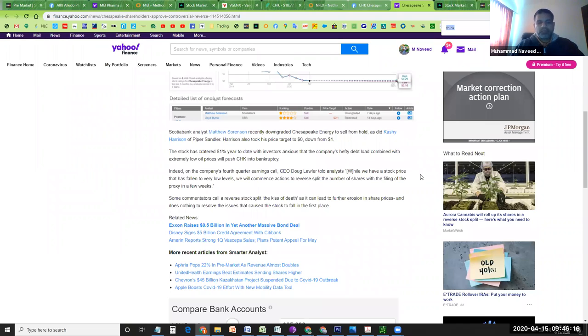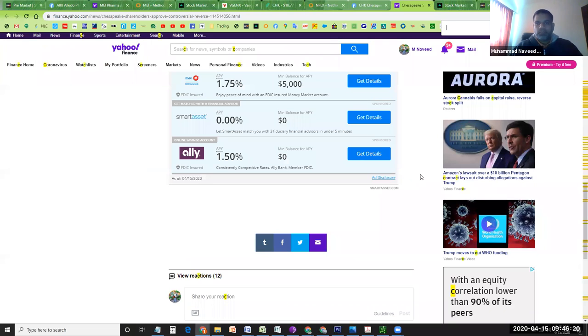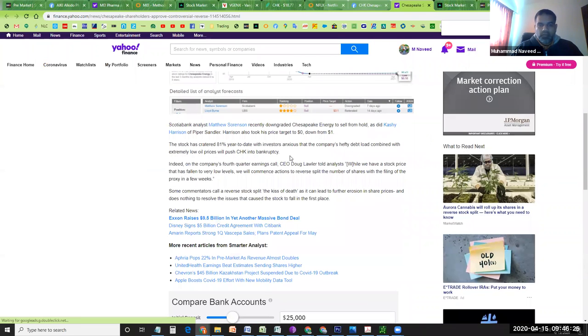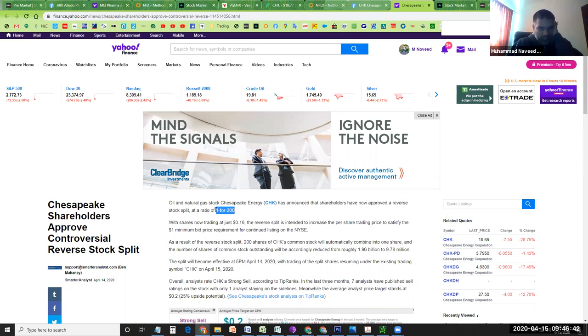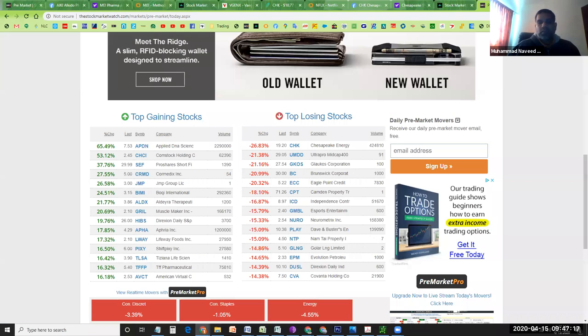Okay, why is it controversial? So normally it would be considered controversial because, you know, it's a band-aid. It's not a real fix for the fundamental problems that this company may be facing. They're trying to change the optics. From 16 cents, they want to make it look like the price is artificially high at $18. That move by itself does not change the fundamentals of the company. So that is one of the reasons that it would be considered controversial.